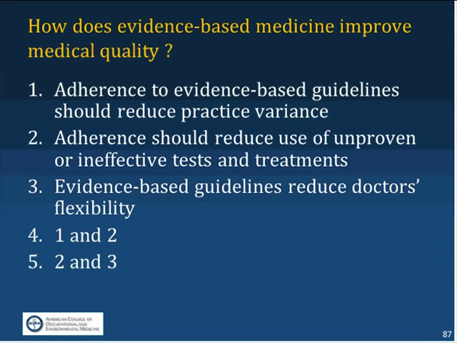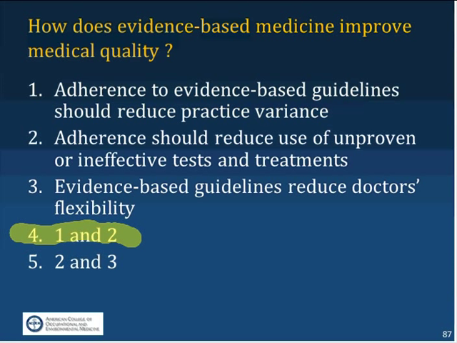The first question is, how does evidence-based medicine improve medical quality? Number one is adherence to evidence-based guidelines should reduce practice variance. 2, adherence should reduce use of unproven or ineffective tests and treatments. 3, evidence-based guidelines reduce doctors' flexibility. 4 is answers 1 and 2. And 5, your fifth option is answers 2 and 3. And the answer to this question is 4, which is 1 and 2.